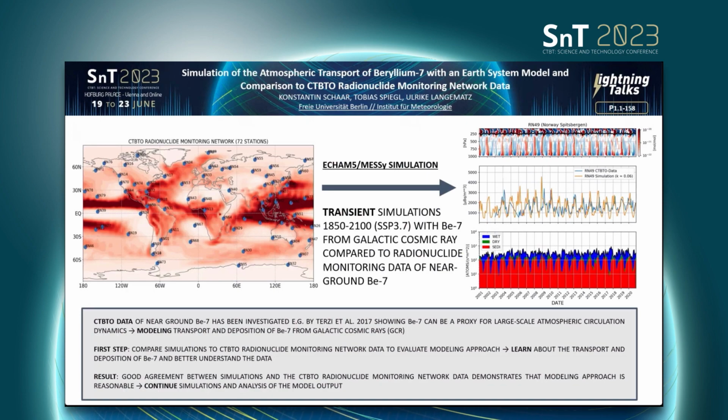Hello, my name is Konstantin Schaar from the Institute of Meteorology at the Free University of Berlin. And now you can also see my lightning talk slide. So I'd like to invite you to my e-poster session where I will speak about the simulation of atmospheric transport of beryllium-7 and the near-ground concentration of beryllium-7, and especially a comparison of these simulations to data from the CTBTO IMS monitoring network. So what we have is a couple of stations that are measuring the near-ground concentration of beryllium-7, and we compare these data to our simulations, which were transient simulations for the time span of 1850 to 2100 with a certain climate change scenario SSP 3.7.